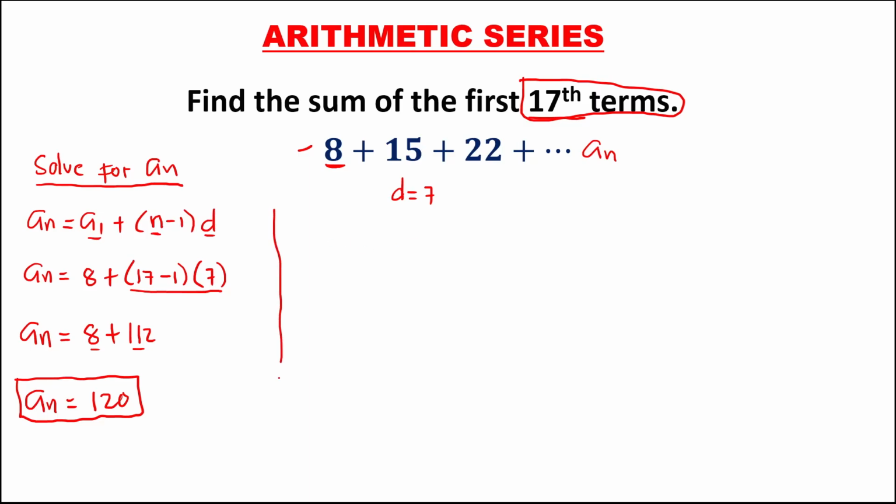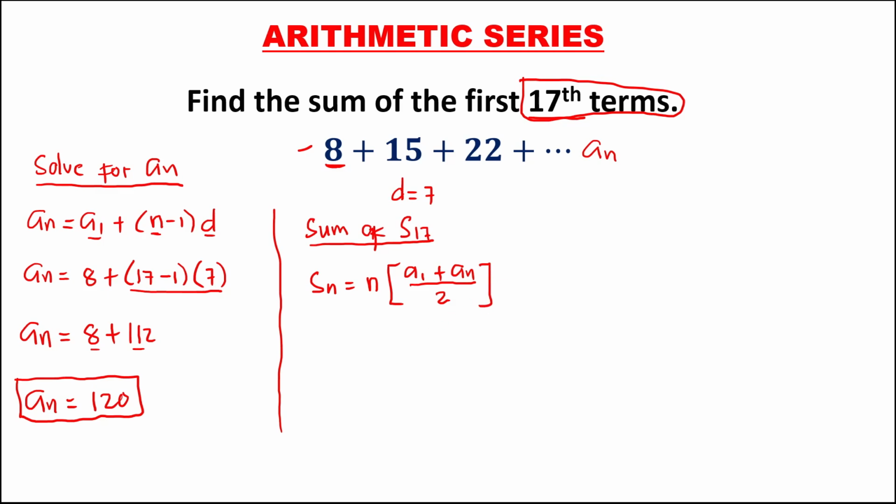Then this time to find now the sum of the first 17 terms. So take note that the formula for the sum of the numbers equals n times a sub 1 plus a sub n over 2.